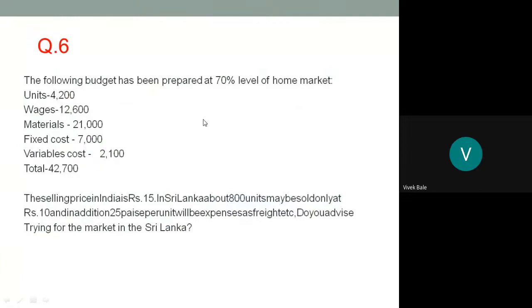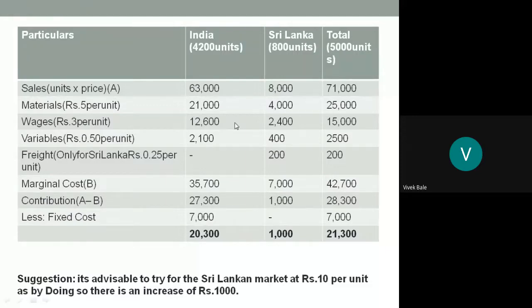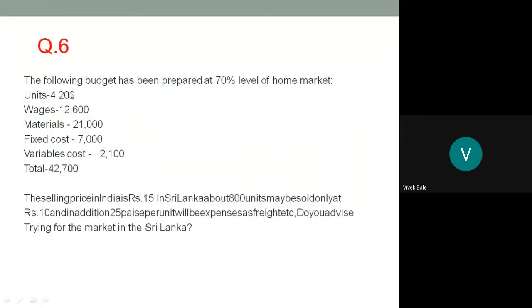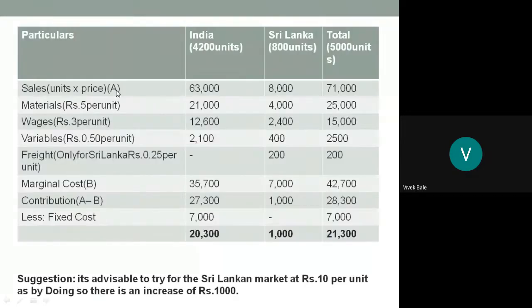Because here, material is 21,000 divided by 800. So in Sri Lanka, the cost is 4,000. So total cost for 5,000 units is 25,000 rupees. Wages are 3 rupees per unit, because for 4,200 units the total amount of wages is 12,600, and if you divide it by 4,200 units, you will get the per unit cost of rupees 3 per unit. So therefore 12,600 in India. So for 800 units, 800 into 3 is equal to 2,400. So total cost for 5,000 units is 15,000.